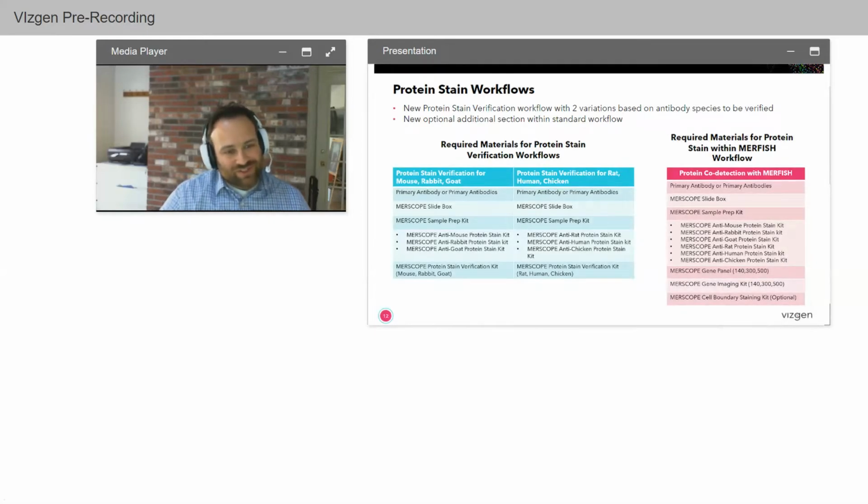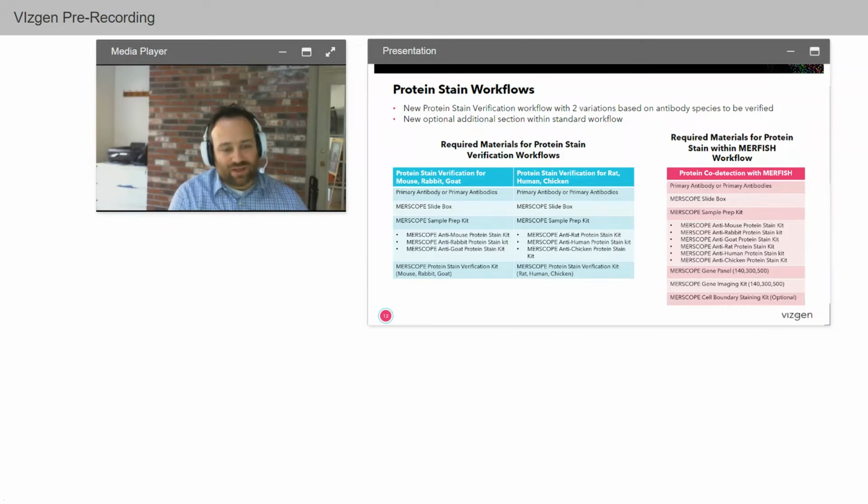Additionally, as part of this solution, we also introduced a couple workflows. So we have a protein stain verification workflow. Again, this is where we're going to verify that the antibodies we're going to use are going to work. And then we have a workflow for the full MERFISH protein co-detection.